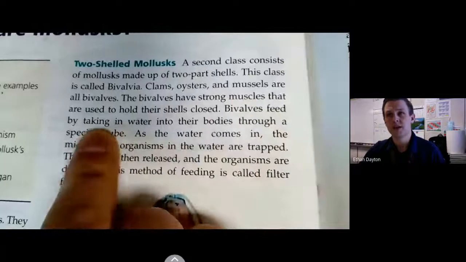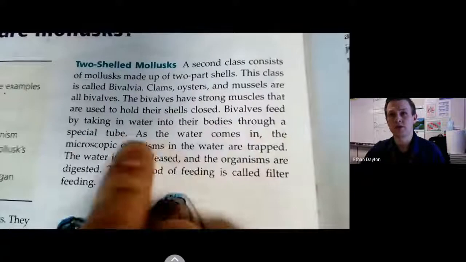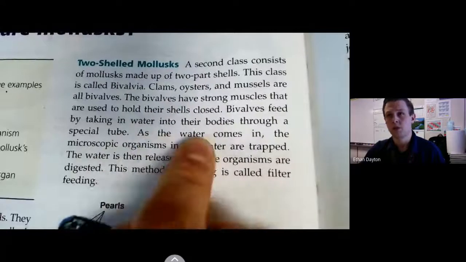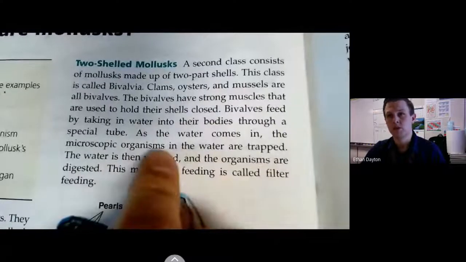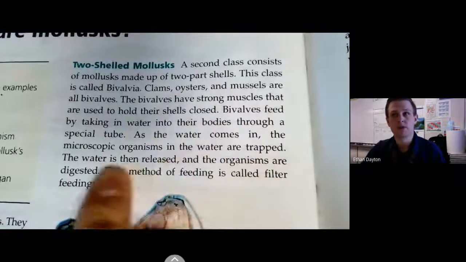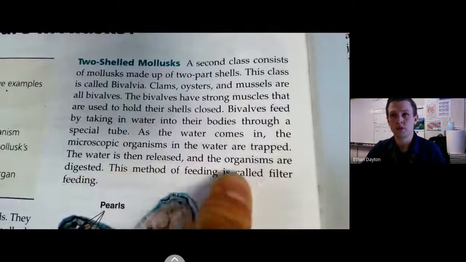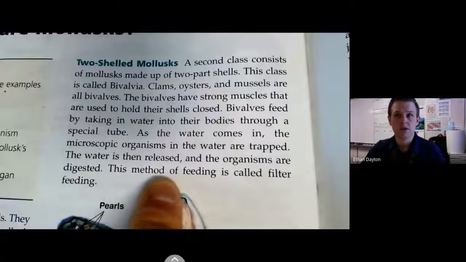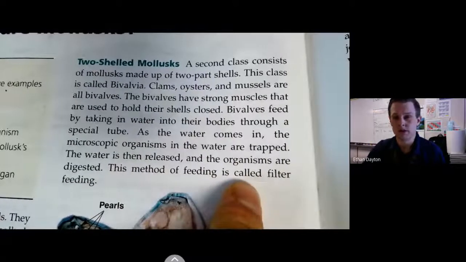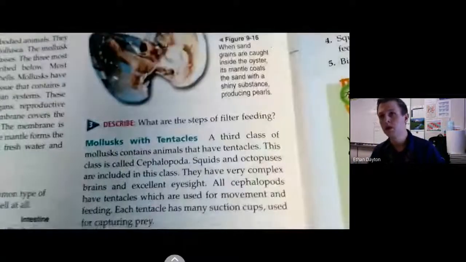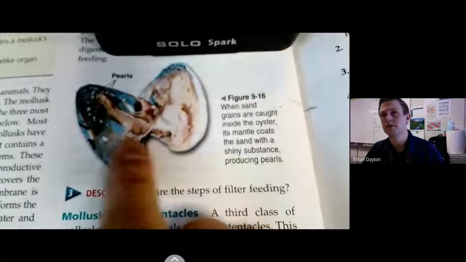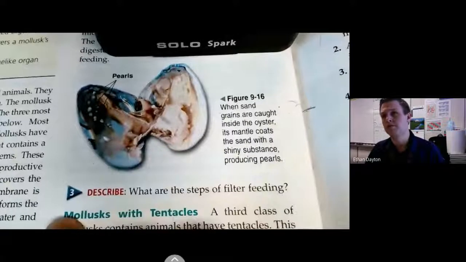Bivalves feed by taking in water into their bodies through a special tube. As the water comes in, the microscopic organisms in the water are trapped. The water is then released and the organisms are digested. This method of feeding is called filter feeding. Kind of like sponges. Sponges filter fed as well. And here is a bivalve.